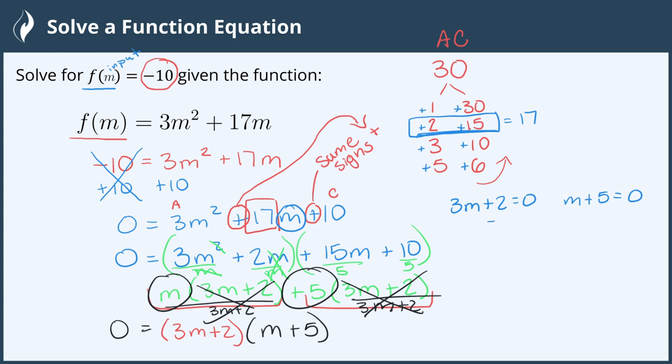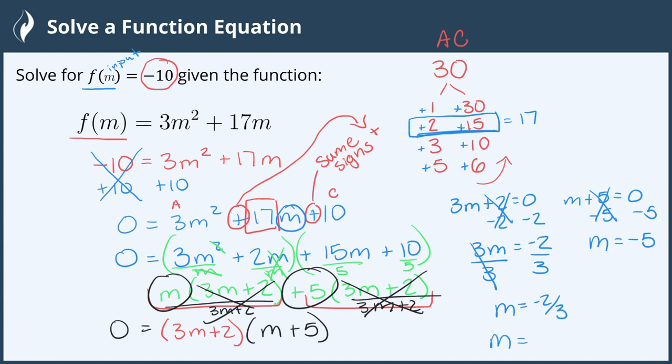On the left equation, we're going to subtract 2 from both sides, leaving us with 3m equals -2, and then dividing both sides by 3 leaves us with m equals -2/3. And the second equation, we'll subtract 5 from both sides to isolate the variable. So we get m equals negative 5. We have two solutions for this function at m equals negative 2/3 and m equals negative 5. Going in order from the smallest to the largest, let's list those as negative 5, comma, negative 2/3.